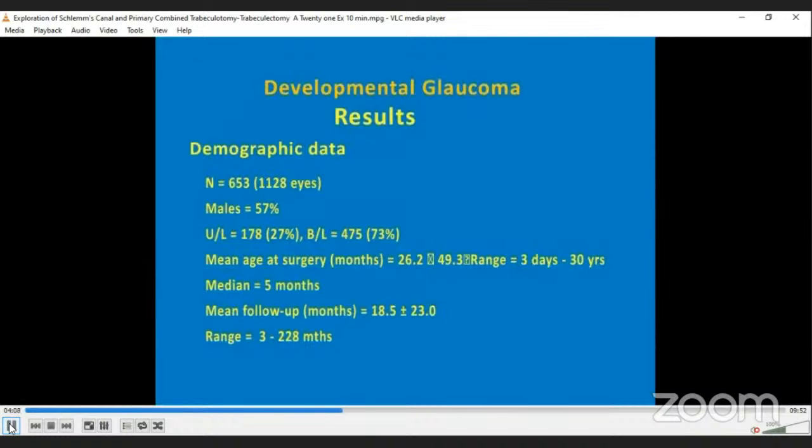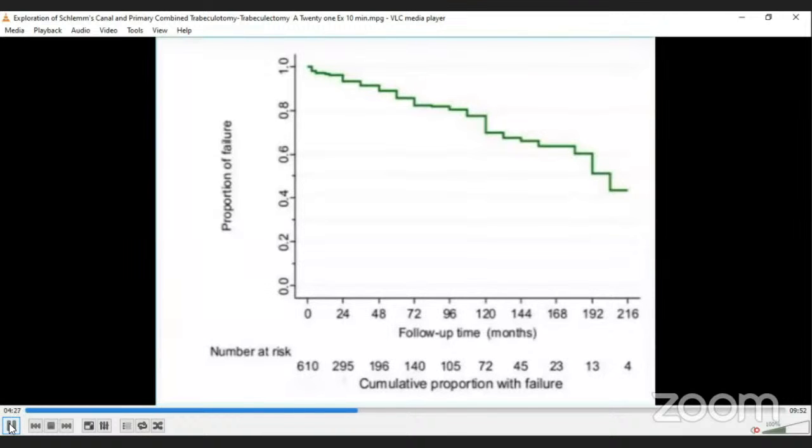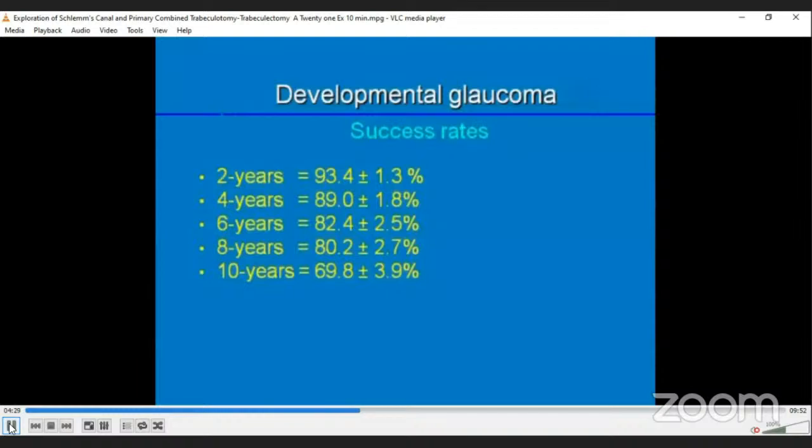1128 eyes of 653 patients operated over a 21-year period by me at LV Prasad Eye Institute were analyzed recently, and you can see the survival curve. Over a period of time, the success rate decreased, and it is bound to happen. Success rate of 93.4% at the end of the second year decreased to almost 70% at the end of the 10th year.